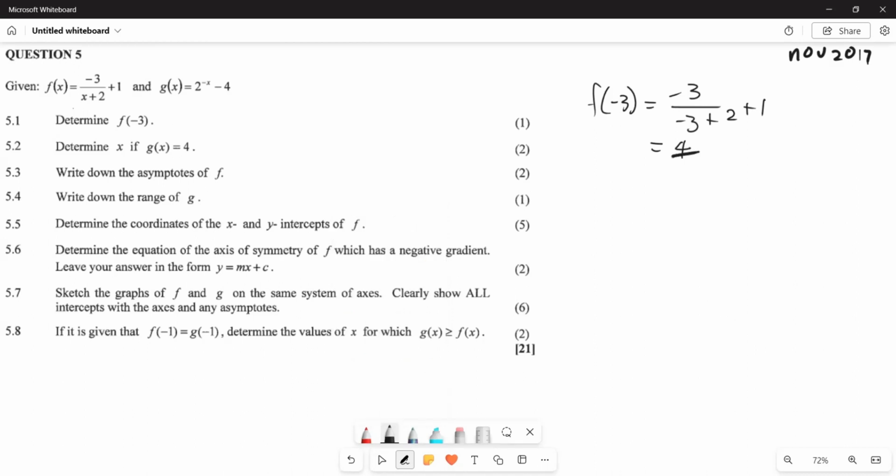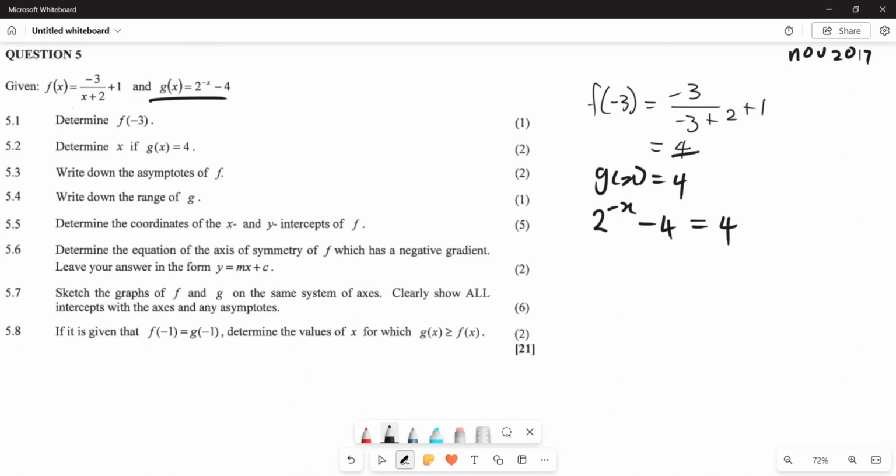Then the second question says determine x if g(x) is equal to 4. They are saying if g(x) is equal to 4, what is g(x)? g(x) is basically this particular graph. So this is where 2 to the power of -x minus 4 is equal to 4. We are going to start here.